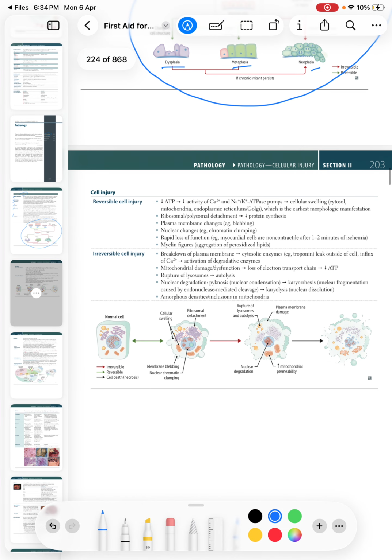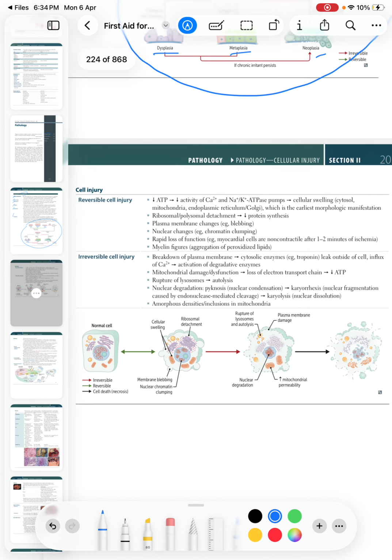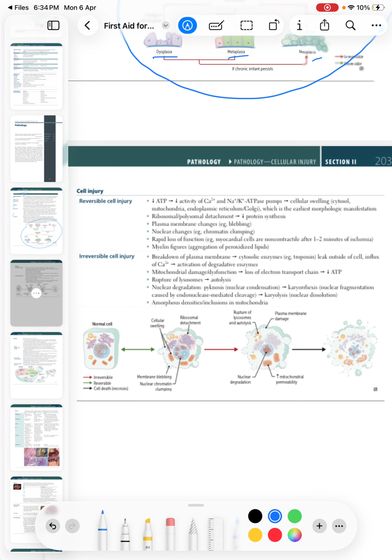Now cell injury. So there are two types of cell injuries. One is reversible cell injury and another one is irreversible cell injury. In reversible cell injury, there is decreased ATP, that is decreased activity of calcium and sodium potassium ATPase pumps, which leads to cellular swelling, that is cytosol, mitochondria, endoplasmic reticulum and Golgi bodies, which is the earliest morphologic manifestation.